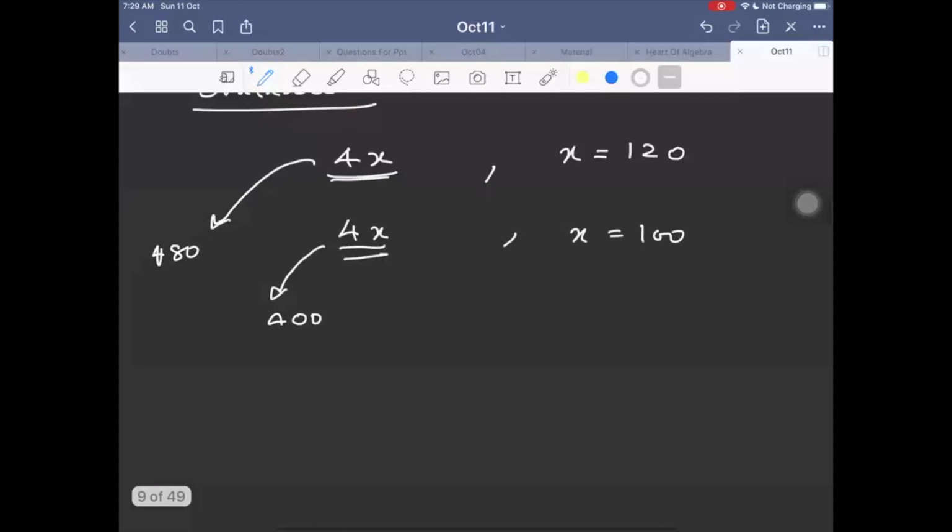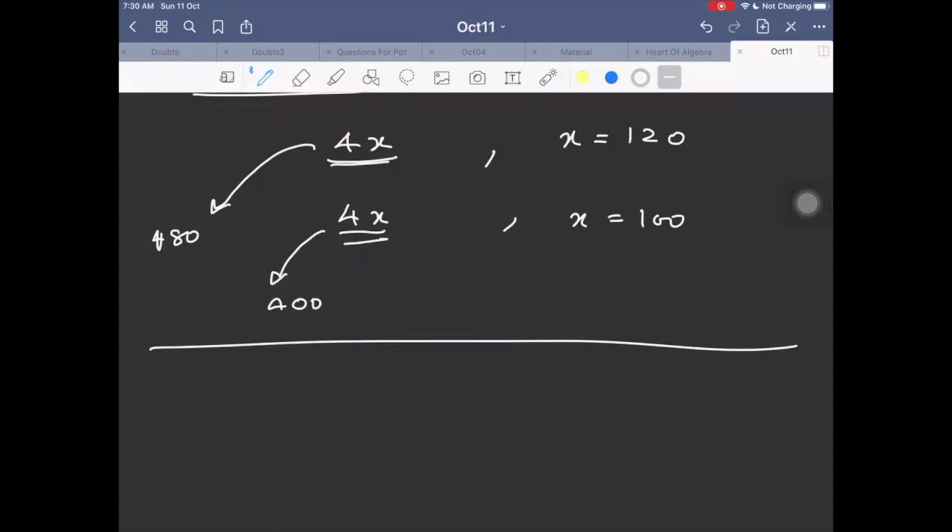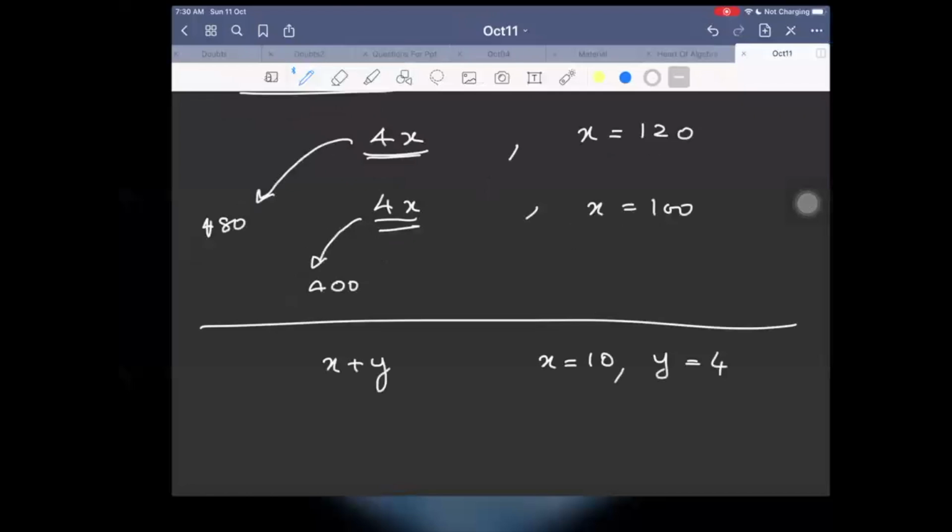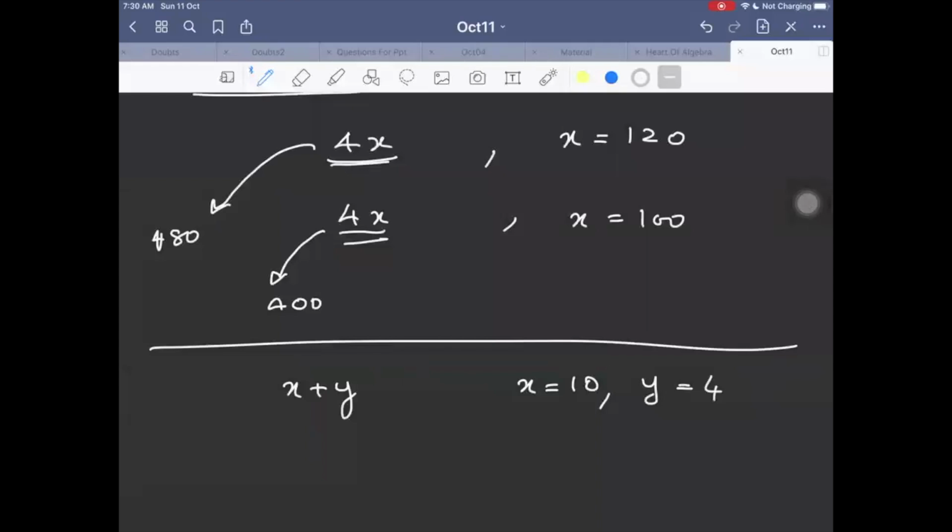And you can also evaluate expressions in two variables. Say, for example, x plus y. What is the value of x plus y when x is equal to 10, y is equal to 4? This is just a quick recap, because somebody was telling me that they wanted a quick recap before we jump into problems. When x is equal to 10, y is equal to 4, you just plug in the values. This is nothing but 10 plus 4, which is 14, right?